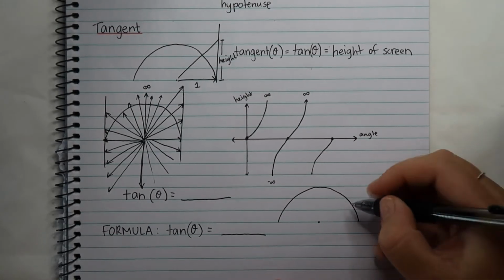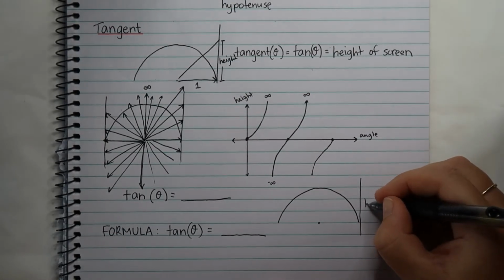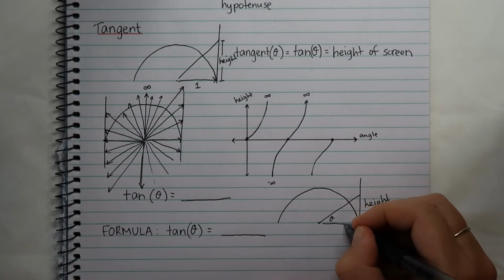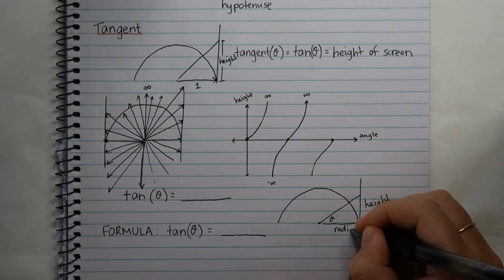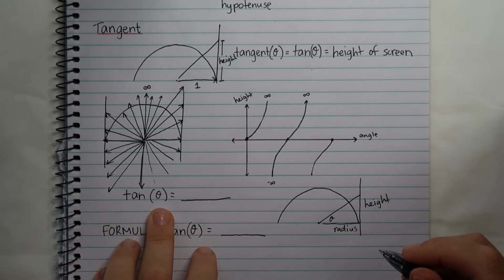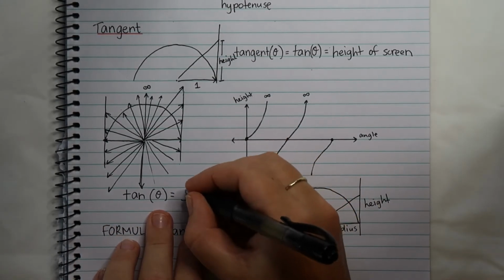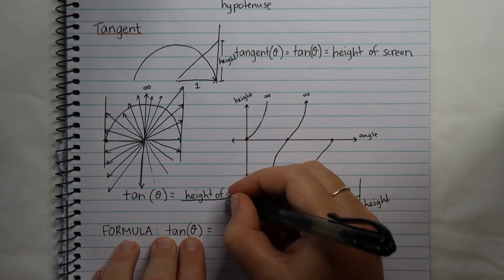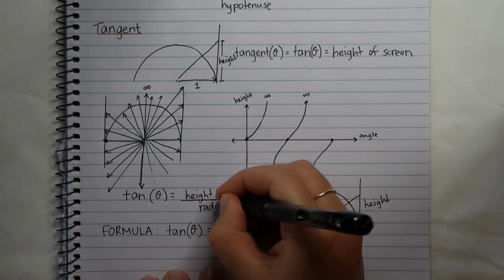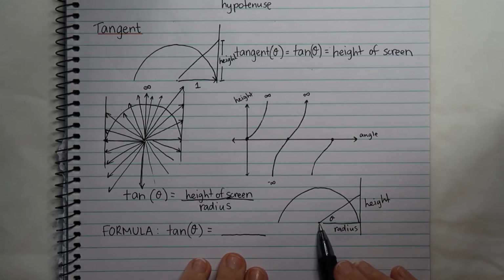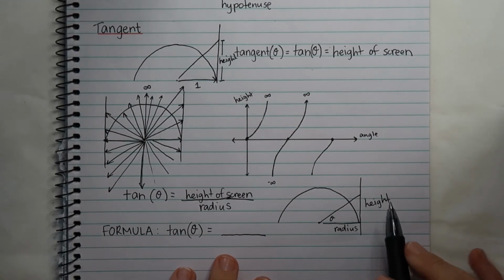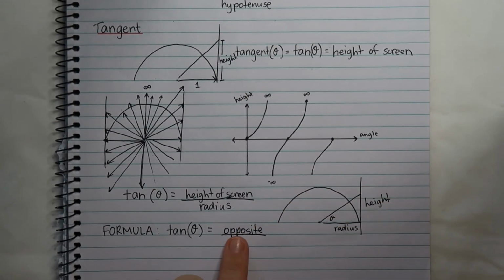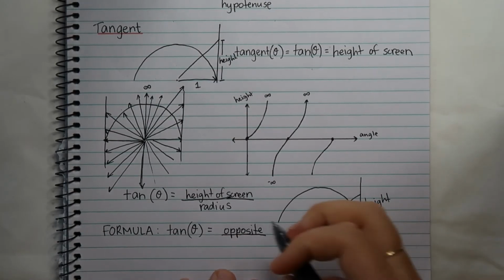So drawing this out, remember we have our wall, which is our tangent. So the height of our screen at some angle, theta, with a radius of 1. So tan theta is going to equal the height of our screen, which is on the wall, divided by our radius. So we already know that this length can be rewritten as the opposite, as it's the furthest away side from our angle, and the closest side to our angle is our adjacent.